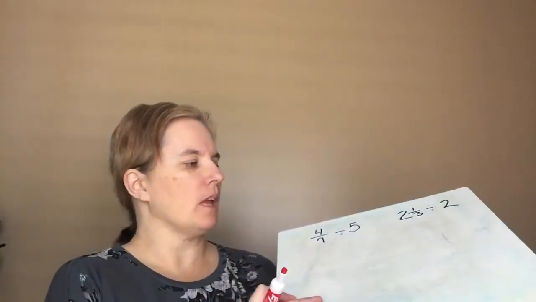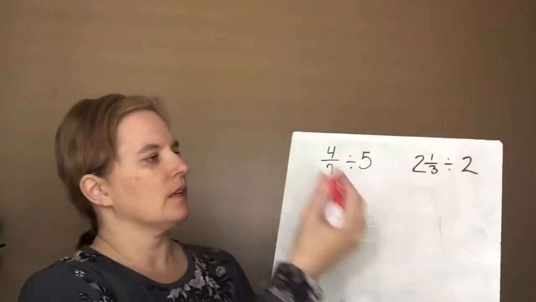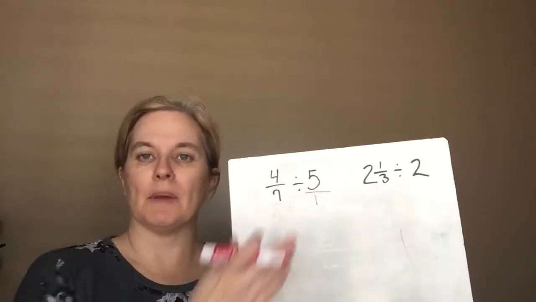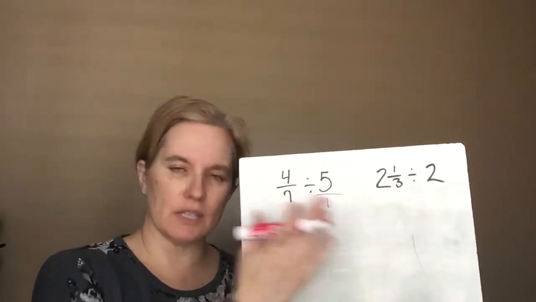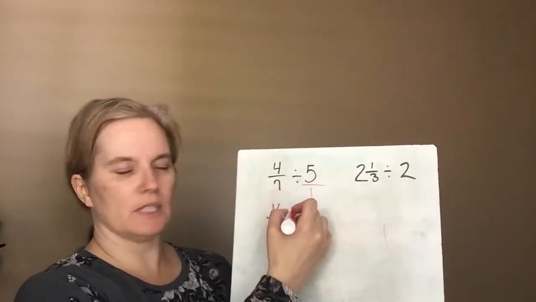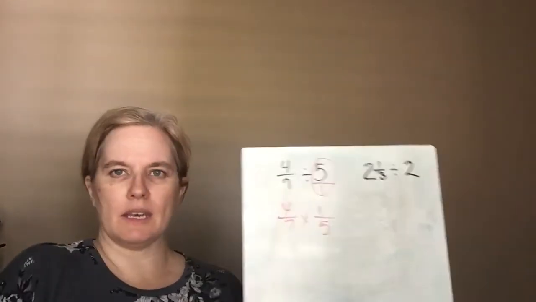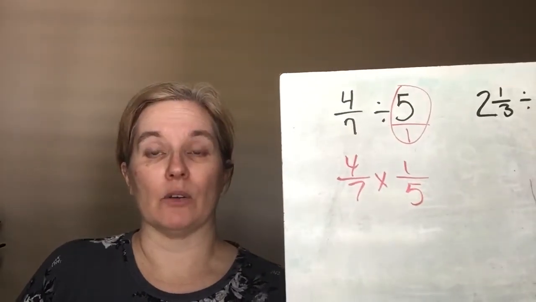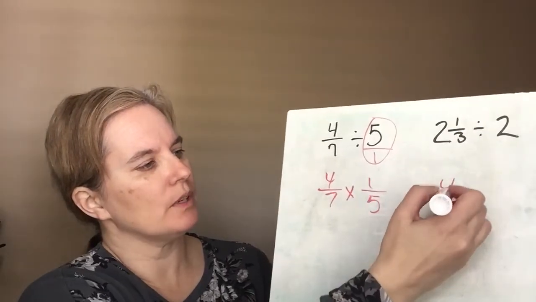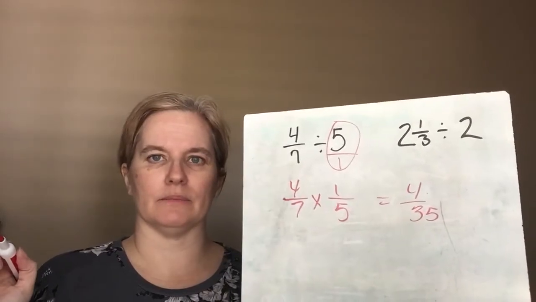Okay, let's start with 4/7 divided by 5. When you have a whole number, to make it a fraction, just stick it over a 1. But I'm not finished. I can't do this yet. 4/7, I'm changing the division to a times. I'm flipping this one over. Now, the sun came out. Oh, now I can multiply. 4 times 1 equals 4. 7 times 5 equals 35. So your answer is 4/35.